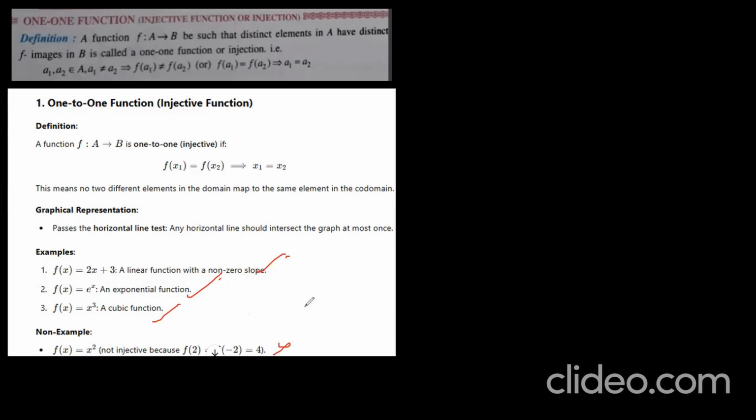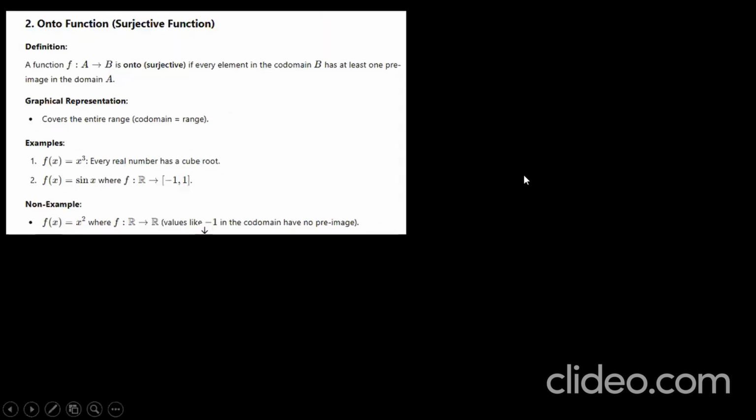F of 2, f of minus 2. We took 1 and minus 1 before. Any number you can take, because you are getting a positive value. So it's not an injection. Okay. Got it? Very good. Let us observe them. Whenever we deal with graphs, at that time I will tell how to test it. Let us observe the onto or surjective function.